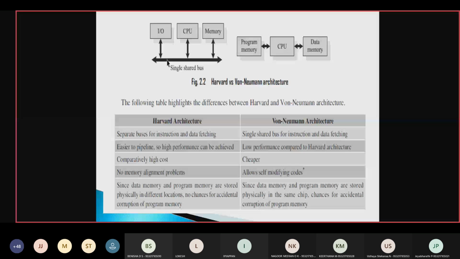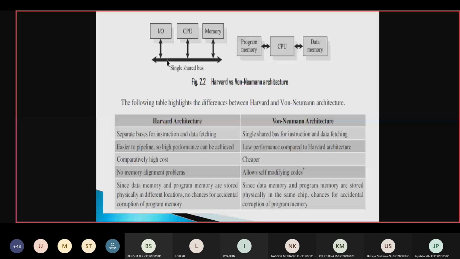So why do we need to learn this? In the RISC computer, we utilize the Harvard architecture. The Harvard architecture is nothing but separate buses for instruction and data.